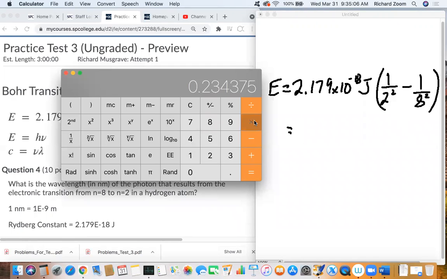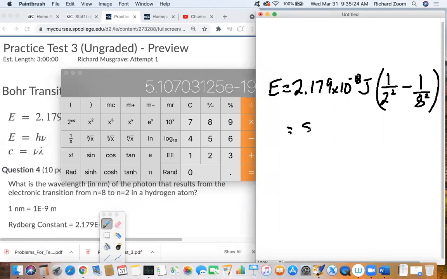All right. So then we multiply that by 2.179 EE negative 18, and I'll do the plus minus and the negative 18 and hit equals. And now that gives me my energy, which is 5.107 times 10 to the negative 19 joules. Any questions so far?